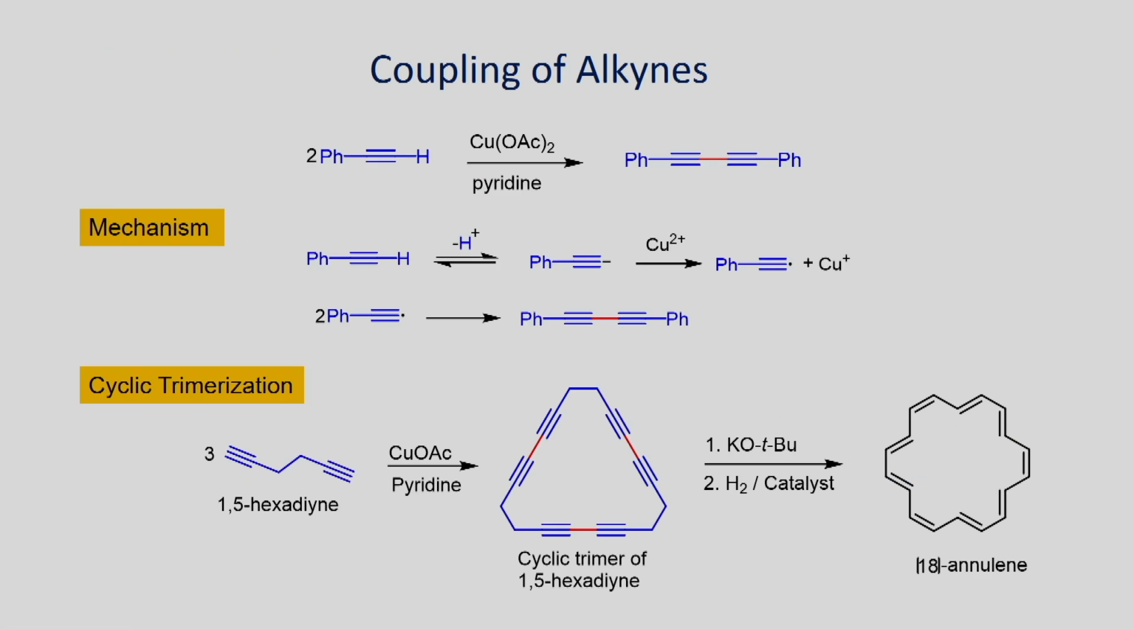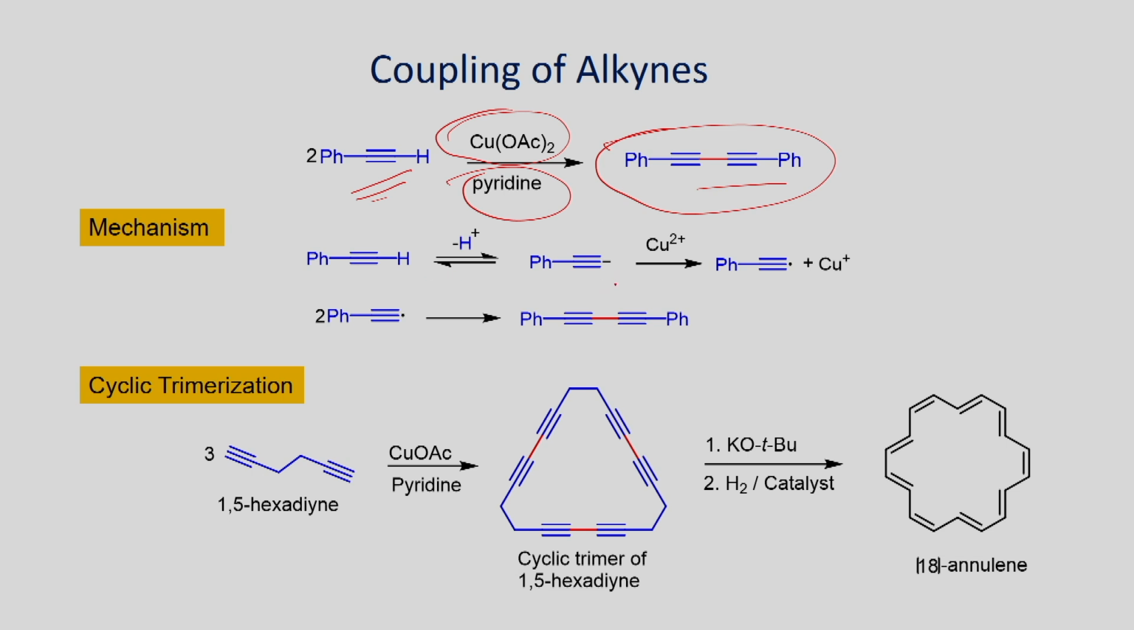Now let us look at the reactions of alkynes. If you have a terminal alkyne, the reaction of phenylacetylene is shown here. In the presence of copper acetate and base, you can couple the alkyne to give this dimerized compound.